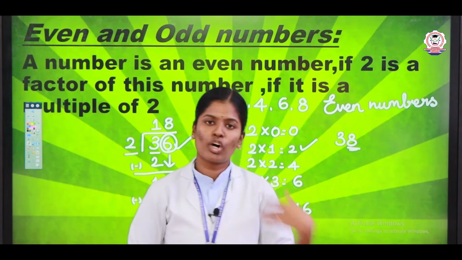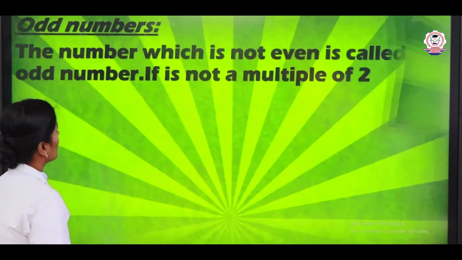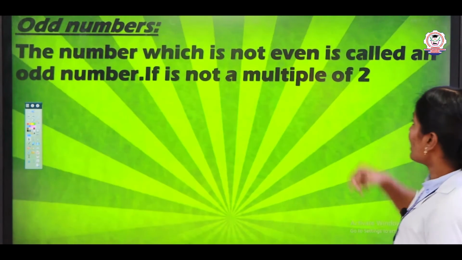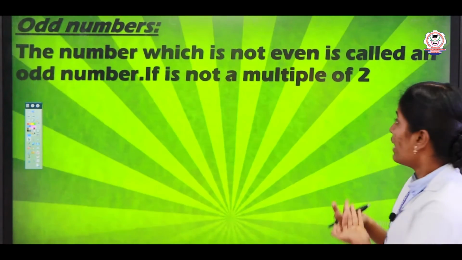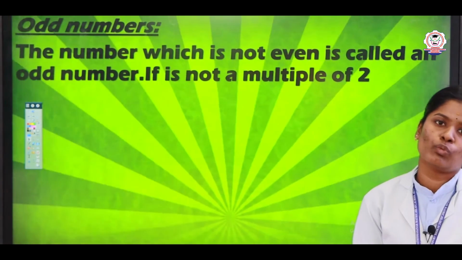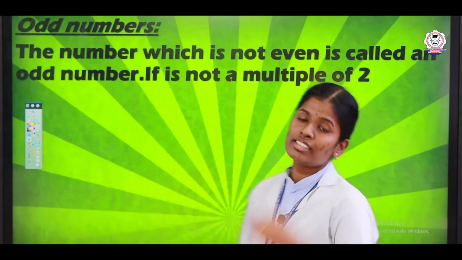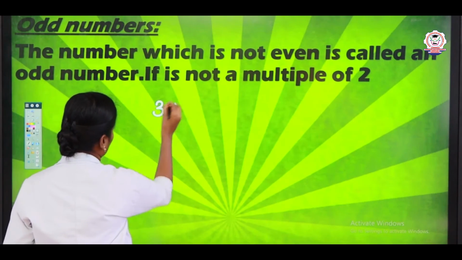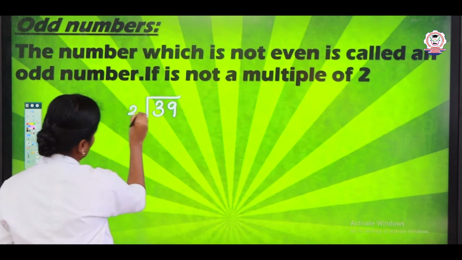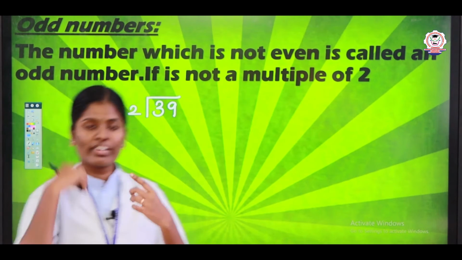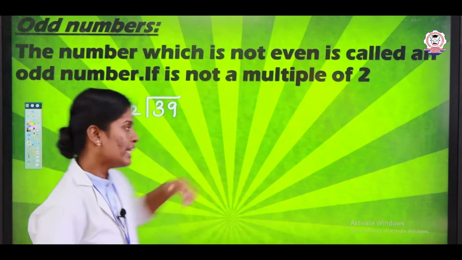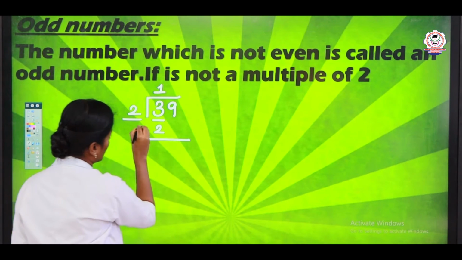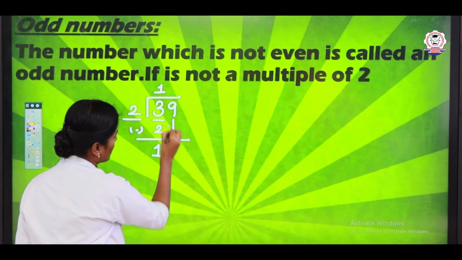Next we are going to see the odd numbers. The number which is not even is called an odd number; it is not a multiple of 2. For example, I am going to take 39 divided by 2. In the divisor we have a 1 digit number, so in the dividend also you should take the first 1 digit number. 1 two is 2. Now 3 minus 2 is 1. Then we bring down 9.